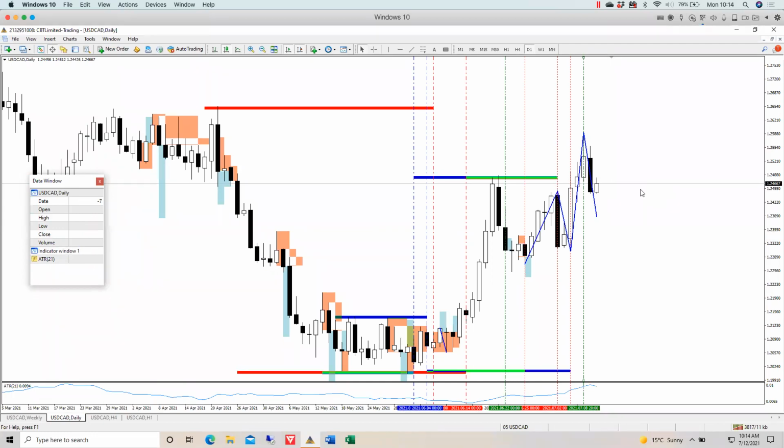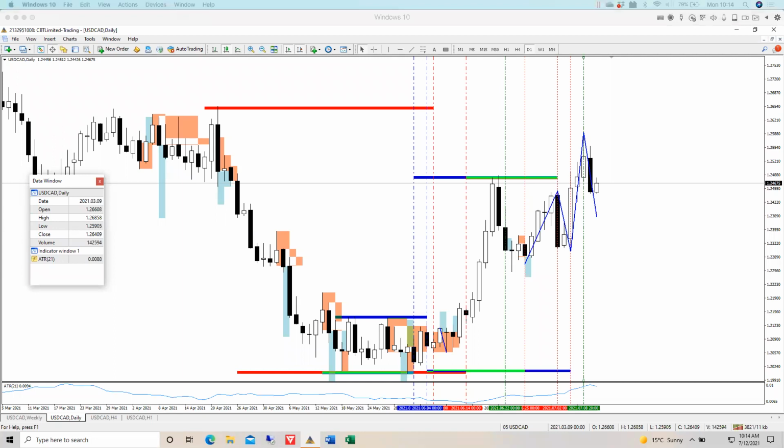So that did come back inside of the range on Friday, which means that although it is trending, we cannot treat this as a strong trend. We at the moment still have got a valid W pattern.